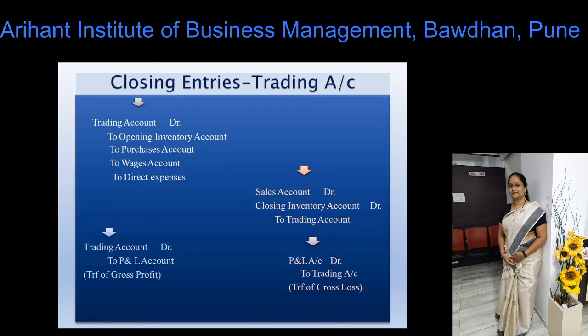Then the closing entries of the trading account are like: trading account debit to opening inventory, trading account debit to purchases account, to wages account, to direct expenses. And then trading account debit to profit and loss account, if there is a profit. Then sales account debit to closing inventory account and to trading account. Then it further affects profit and loss account debit to trading account if there is a gross loss.